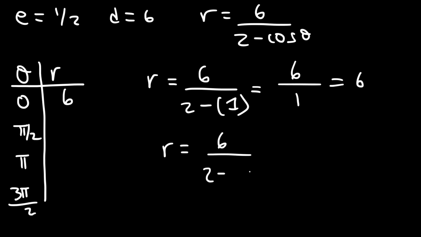Now what about when theta is pi over 2? Cosine pi over 2 is 0. So we get 6 divided by 2, which is 3.